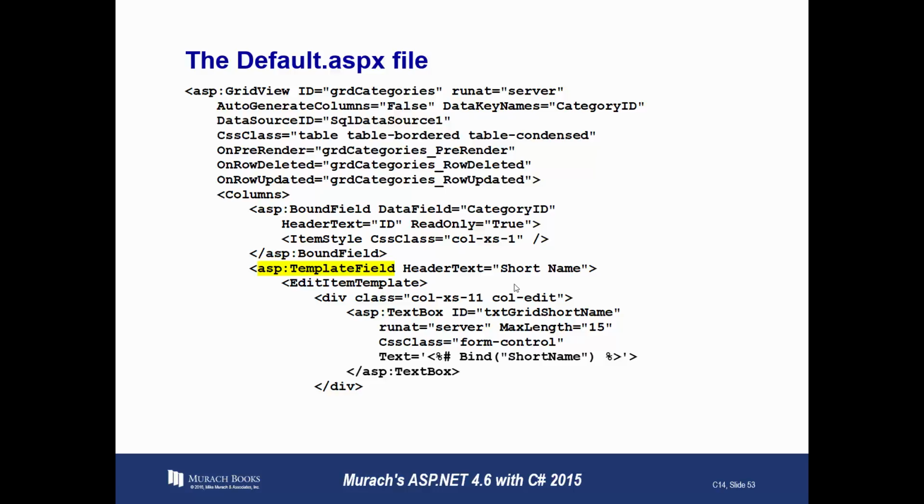So again, the edit item templates for the short name and the long name include required field validators, and they're assigned to a validation group that was just named edit, probably not the greatest name. But this group is also referenced in the code for the edit button and the validation control. So only the validators in this group are included. The text boxes for the edit item templates for the short and long name fields include the max length property, as we saw, 15 for the short name, 50 for the long name.